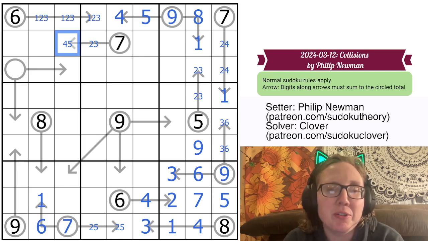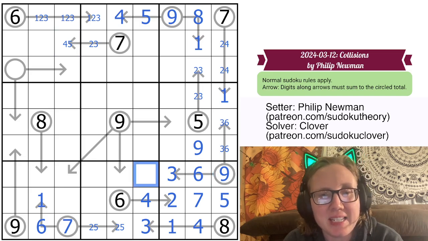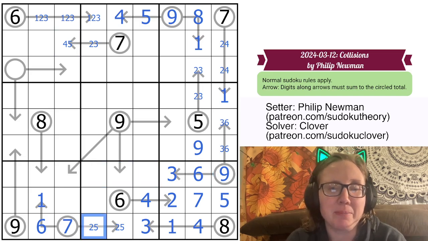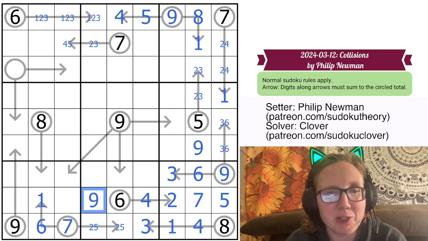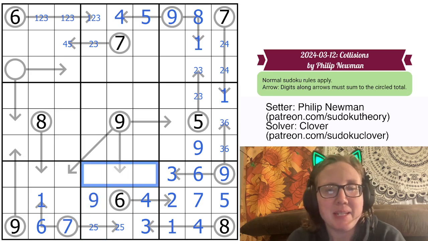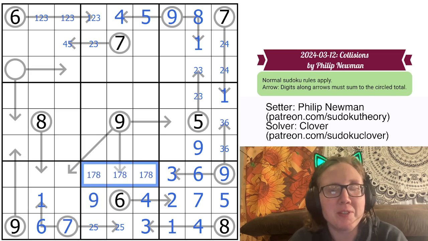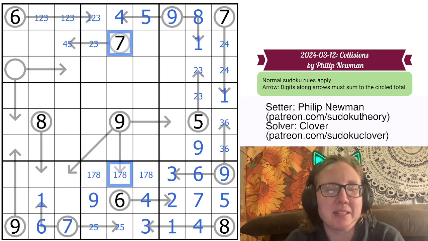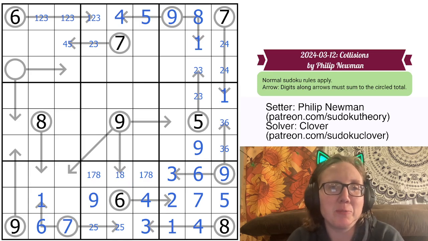So that's either 2 or 3, and that is going to be 4 or 5 for now. A little bit more Sudoku down at the bottom here. This 9 sees these 3 cells, so we're going to have to place it here in order to get 9 in this region. And the 3 remaining digits in this region are going to be 1, 7, and 8. 7 is eliminated from this cell, so this is 1 or 8.